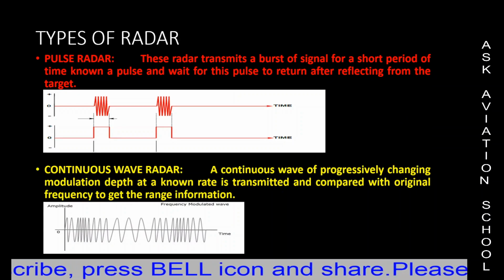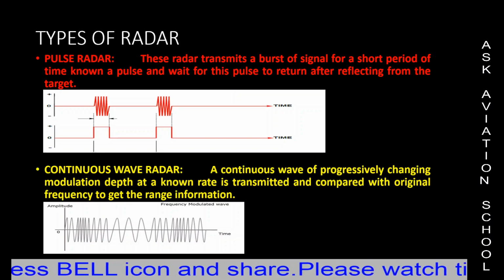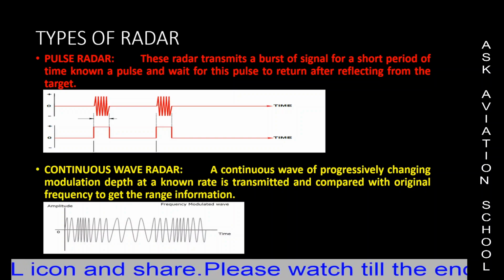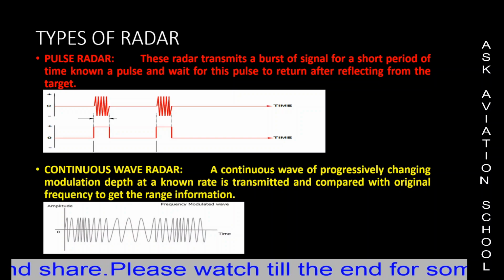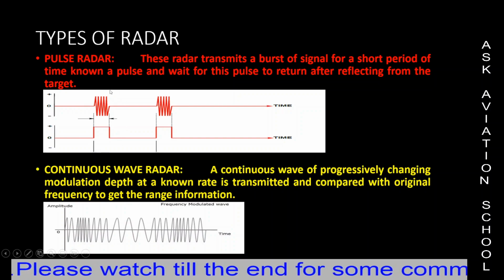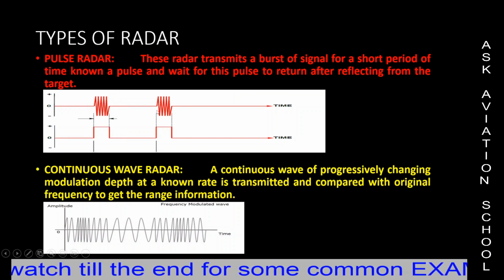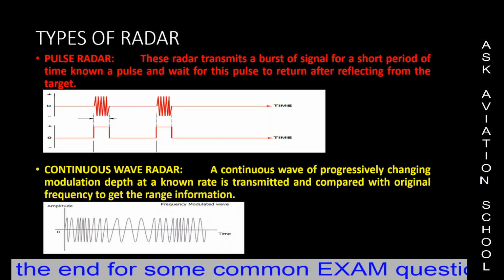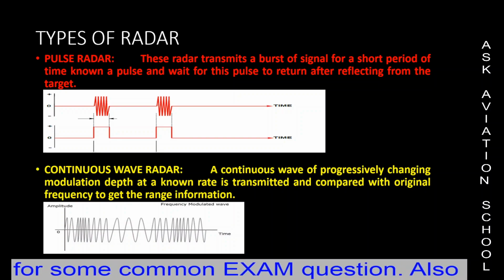Proceeding ahead, these radars may again be classified, starting with the pulse radar. These radars transmit a burst of signal for a very short period of time, known as a pulse. So this is for a short period of time. Follow my mouse please. They have to wait for this pulse to return after reflecting from the target. This reflected signal is used to compute the range as well as the bearing of the target.